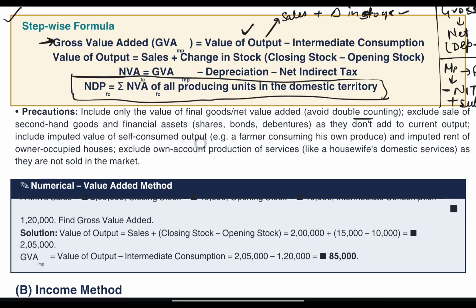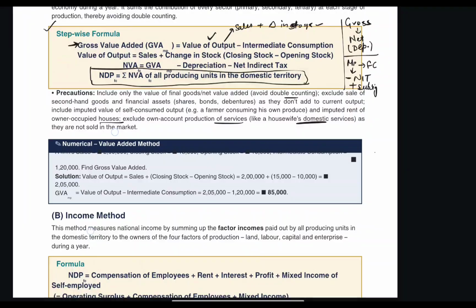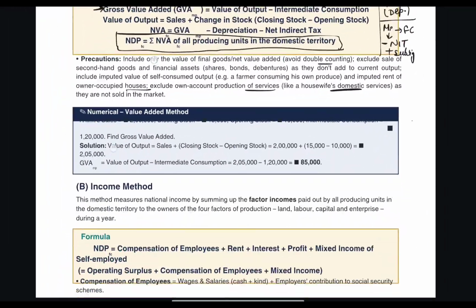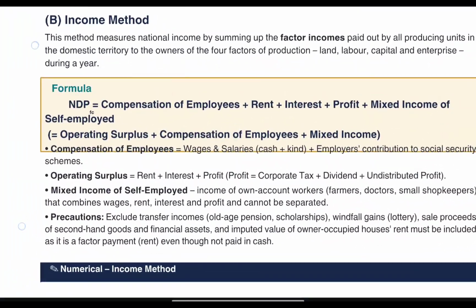Includes input value of self-consumed goods. So those goods we have consumed for ourselves, we also have to compute that value in national income. And imputed rent of owner-occupied houses, so the rent for those houses which owners have occupied for themselves, or on account of production of services, for example housewife service. So this was our net value added, and the next method is the income method.